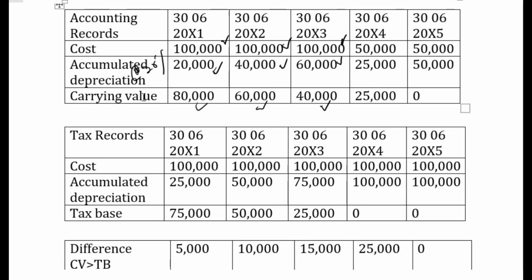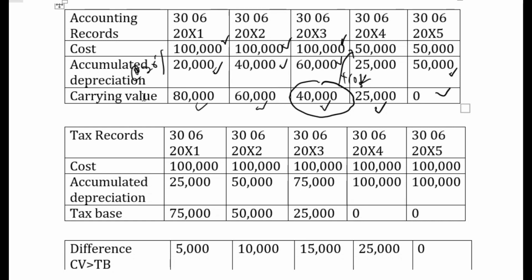Fourth year, at the beginning of the fourth year, the asset, the car, has been revalued. The carrying value of $40,000 increased to $50,000, and the increase is $10,000. The asset has a remaining useful life of 2 years. Accumulated depreciation on X4 is $25,000, and the carrying value is $25,000. X5, accumulated depreciation is $50,000, and the carrying value becomes nil.